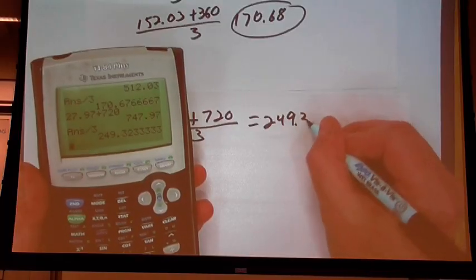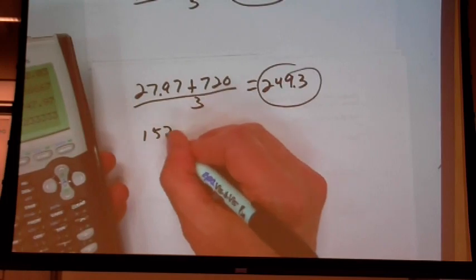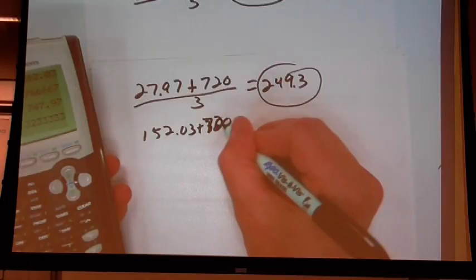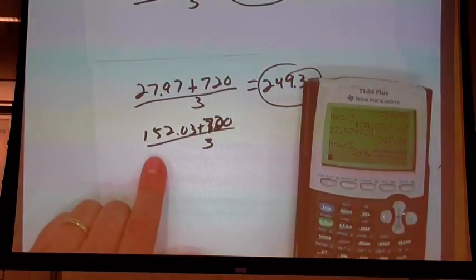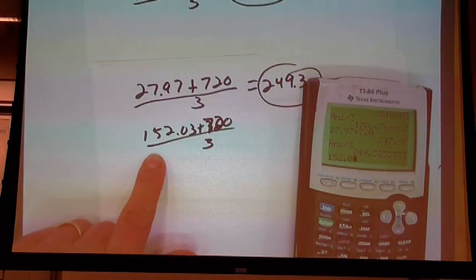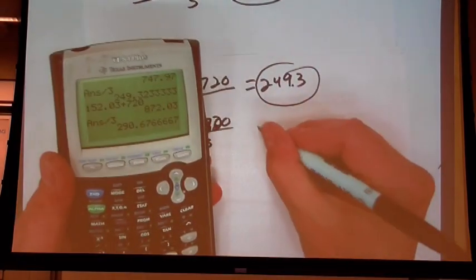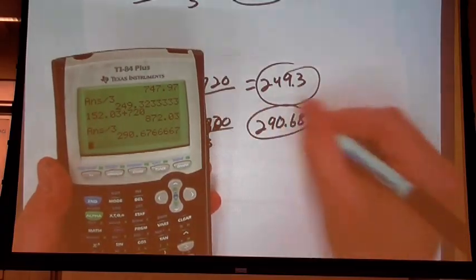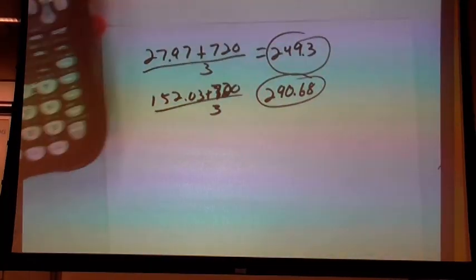Another possible value. And finally, let's try 152.03 plus 360. I'm sorry, plus 720 over 3. 152.03 plus 720 divided by 3. 290.68. All right, let's keep going. Just see where we run out of steam here.